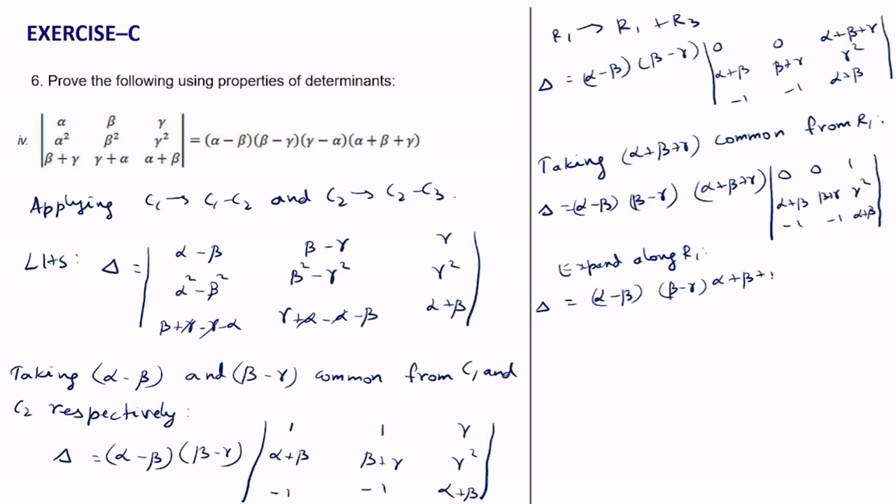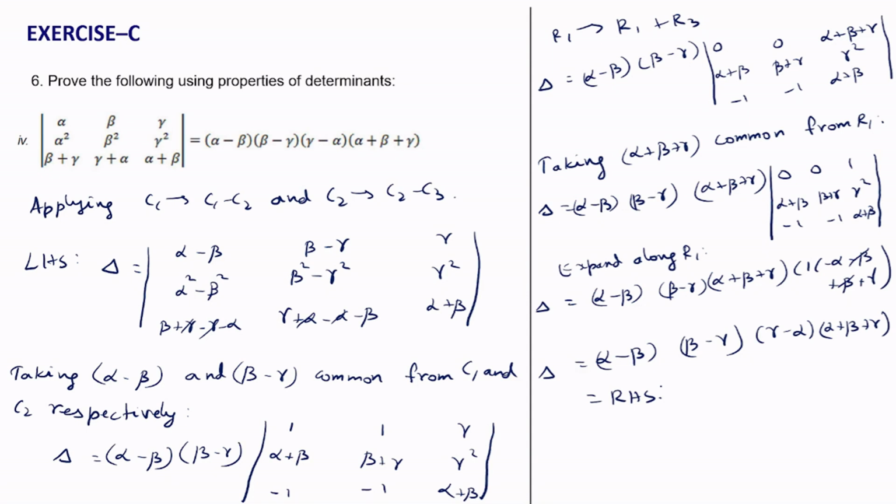Into alpha plus beta plus gamma. Here we will have 0 into, so it becomes 0 plus 0 into 0, then plus 1 into minus alpha minus beta plus beta plus gamma. So we get this as alpha minus beta into beta minus gamma into gamma minus alpha into alpha plus beta plus gamma, which is equal to the right hand side. So this is what we have to prove, and we got it.